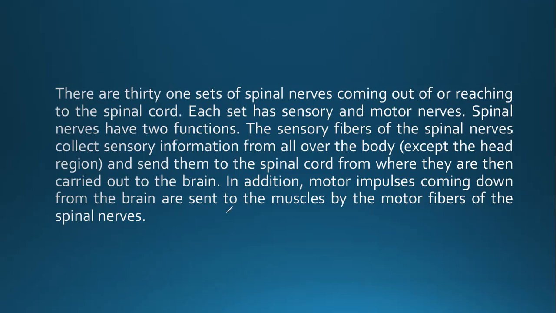These are very important. Motor impulses coming down from the brain are sent to the muscles by the motor fibers of the spinal nerves. In the spinal nerves, there are again sensory functioning and motor functioning, sensory nerves and motor nerves. In the cranial nerves also there are sensory and motor, and in addition to that they have mixed. In the spinal nerves also there are sensory and motor, both have these things.